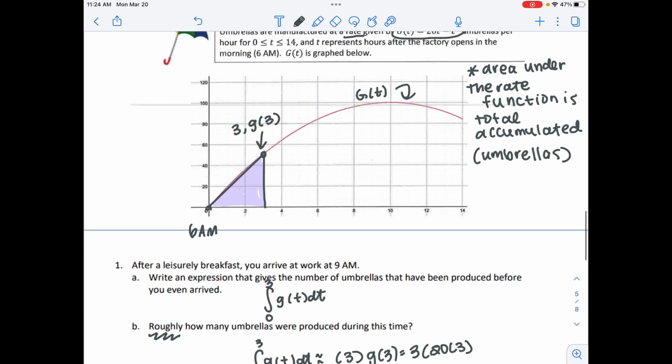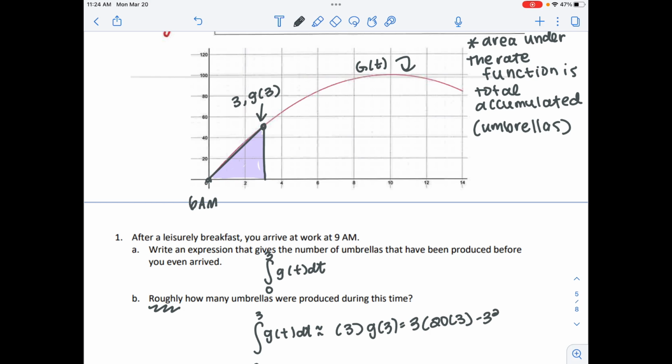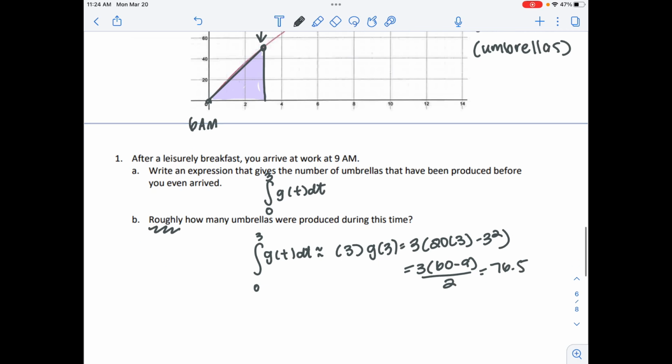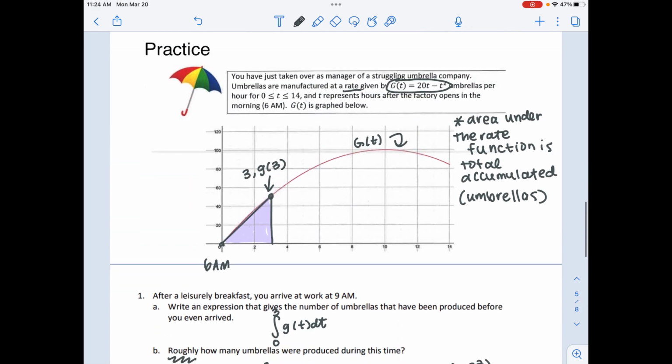So I'm just plugging 3 into that g function now. Minus 3 squared. I'll work this out real quick and I'll get 3 times 60 minus 9 all over 2. And if you put that in your calculator, I'll get 76.5. And so roughly the amount of umbrellas, since it says roughly, I can round. I'm going to put 77 umbrellas was roughly how many umbrellas were produced from 0 to 3. And I will finish the next problem in a cut.